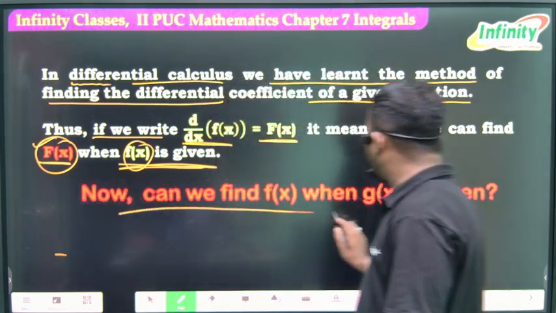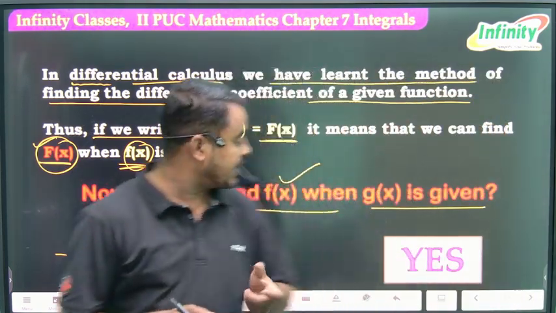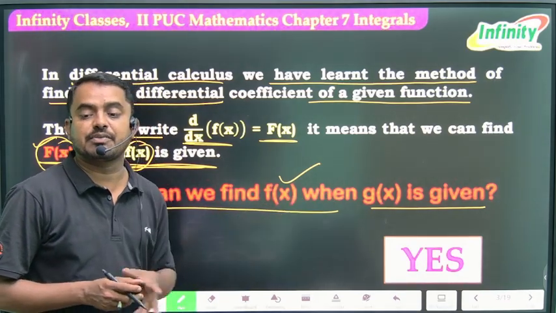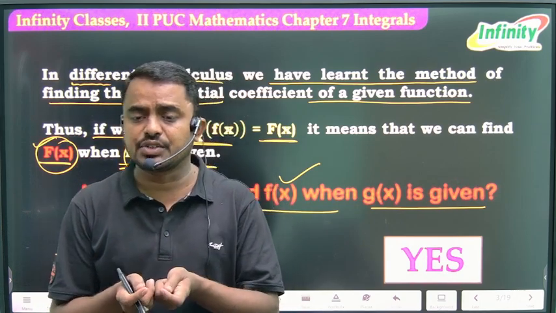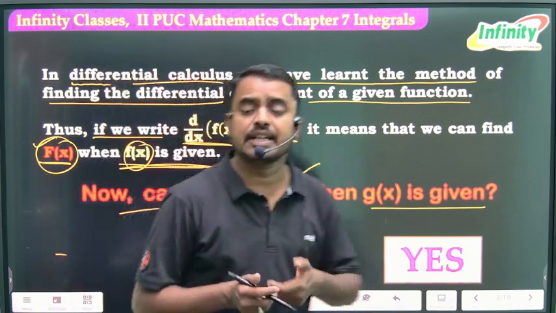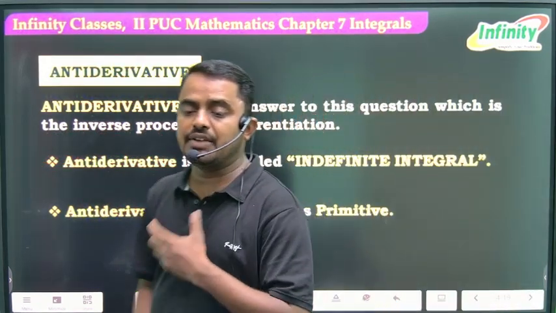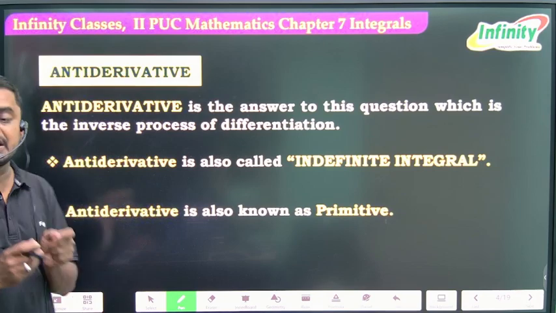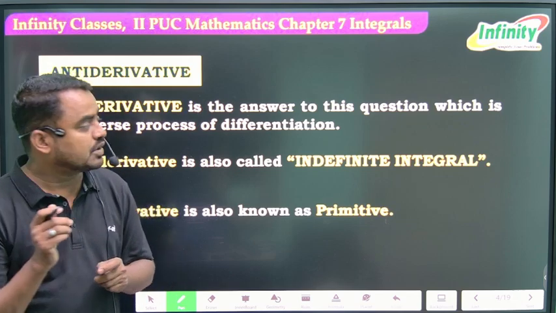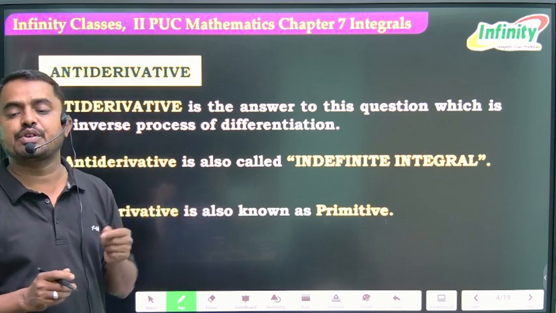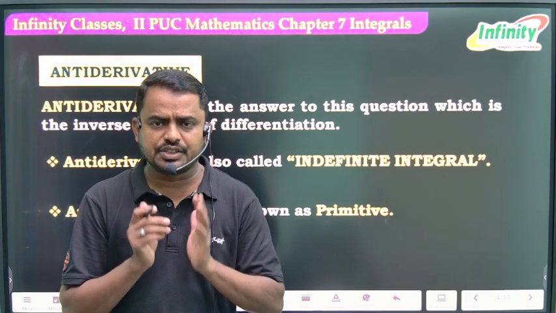Now, can we find F of x when f of x is given? Yes, we can find. So the answer is anti-differentiation. Anti-differentiation is nothing but integration. The antiderivative is the answer to this question, which is the inverse process of differentiation. Antiderivative is the inverse process of differentiation we can say.